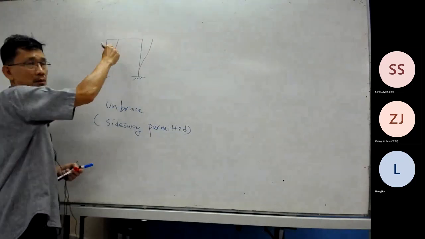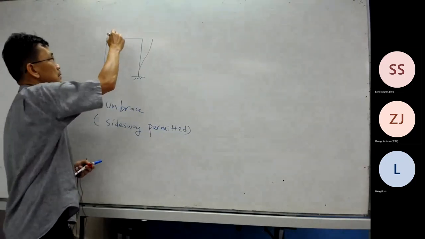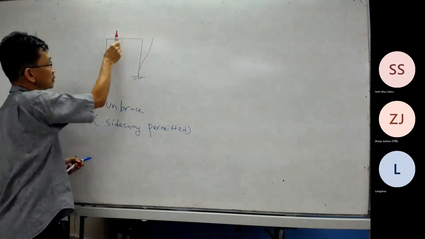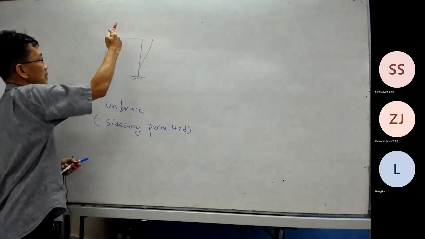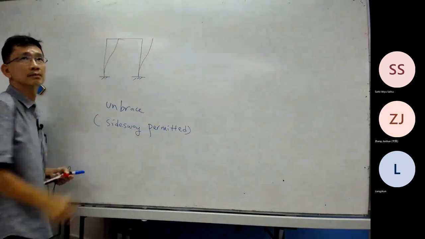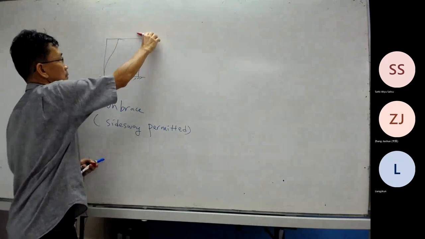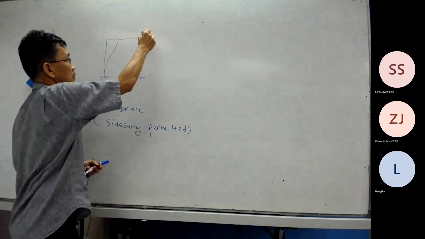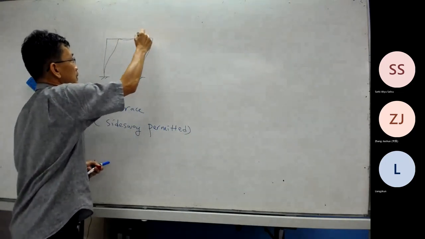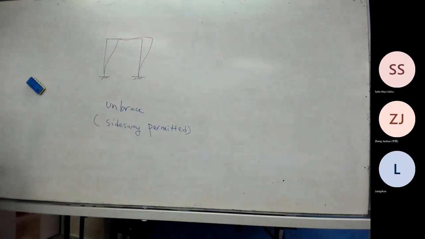But they are connected. They are connected here. So if this one rotates like this, the beam also must rotate like this. If this one rotates like this, this one must also rotate like that. So the beam will rotate like this. So this one will bend to this shape. Okay.